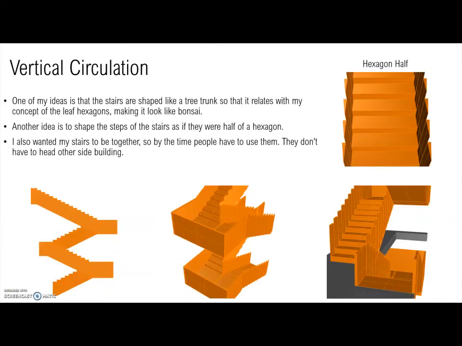other pieces. For my vertical circulation, I want to make the form of the tree. So for the size, I want to make it like half of the shape of the hexagons. When you walk in, you can see different shapes that even connect with each other, and they fit perfectly.